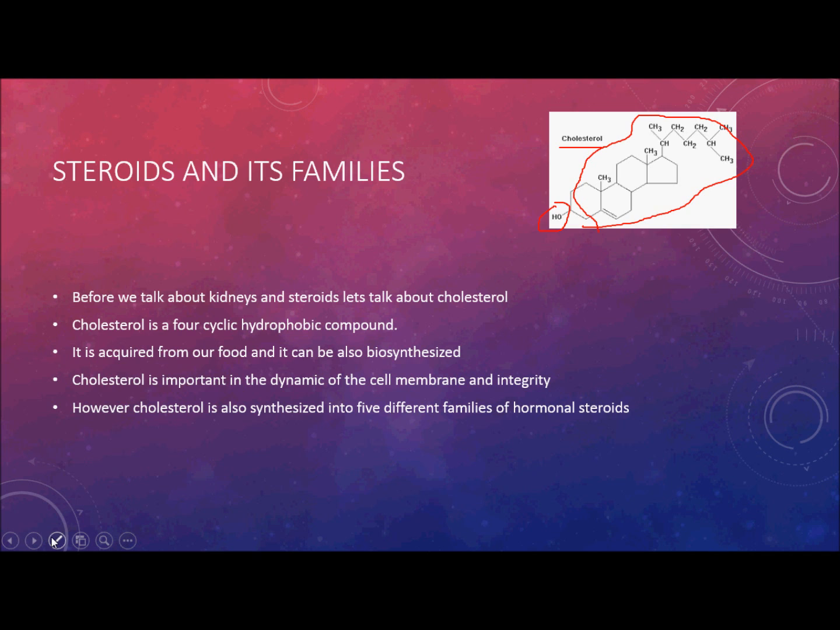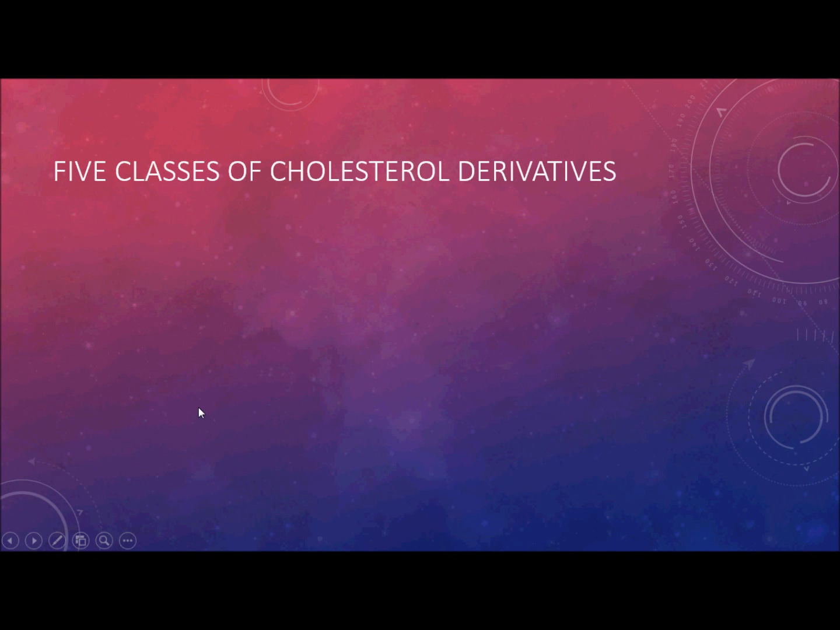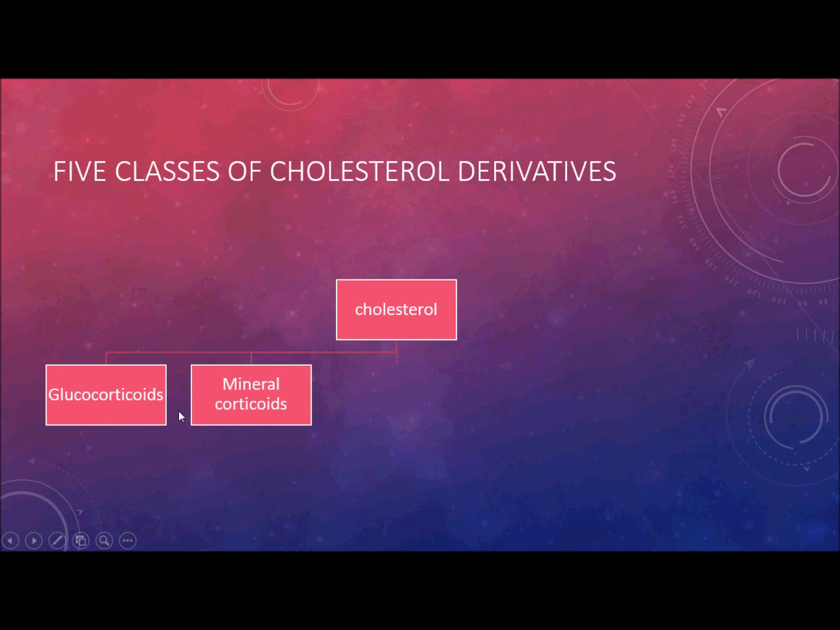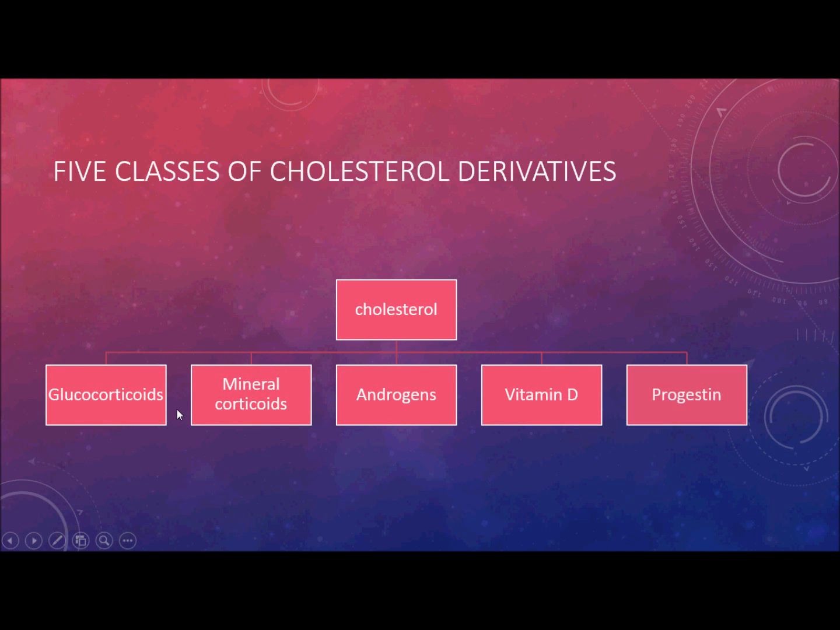Cholesterol is important in our cell membrane and integrity. Also, the cholesterol is synthesized into 5 different families of hormonal steroid. This cholesterol is acquired from our food, and it can also be biosynthesized. These 5 classes of cholesterol derivatives are glucocorticoids, mineral corticoids, androgens, vitamin D, and progestin. We'll go through them slowly. We have glucocorticoids, also known as cortisol.